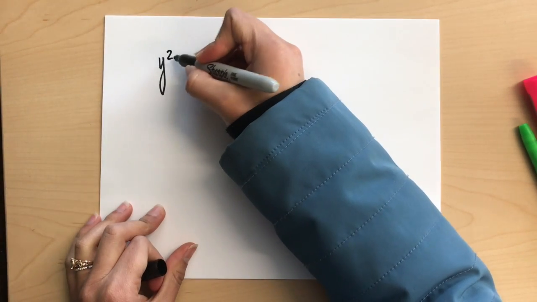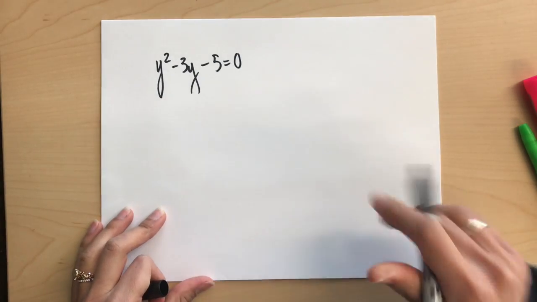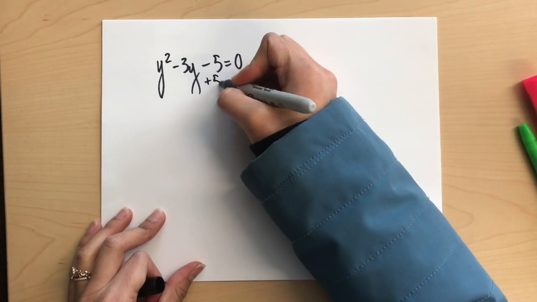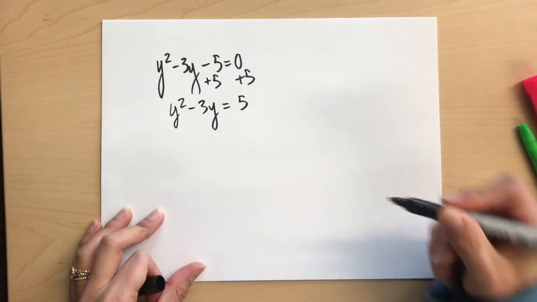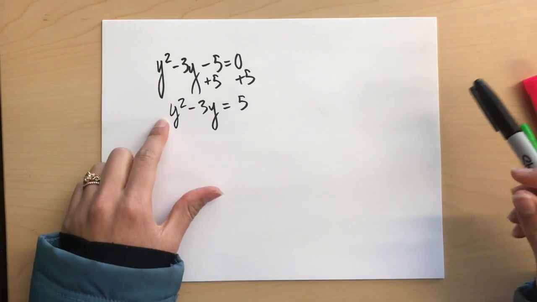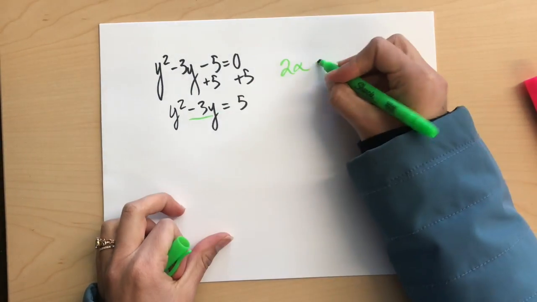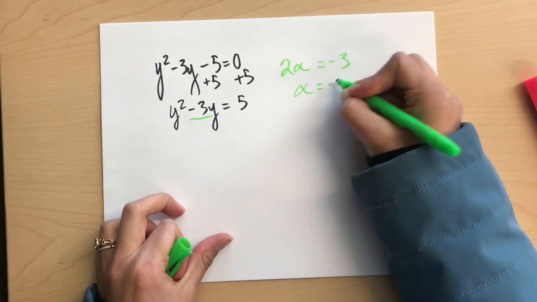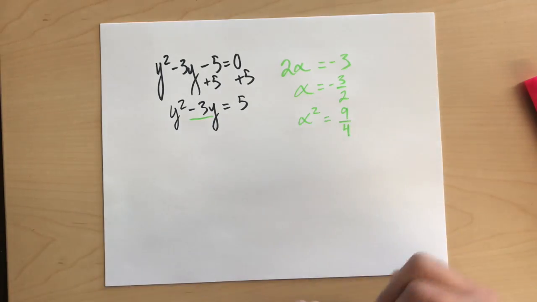Okay, so suppose we have y squared minus 3y minus 5 equals 0. So I want to add 5 to both sides as my first step. Once I add 5, I end up with y squared minus 3y equals 5. The y squared is by itself, so that's good. Now my 2 alpha is equal to negative 3, which means my alpha is equal to negative 3 halves, and my alpha squared is equal to 9/4.